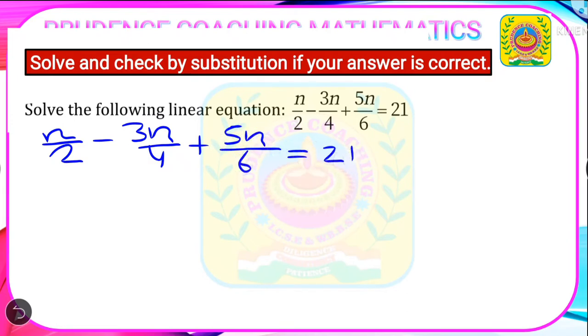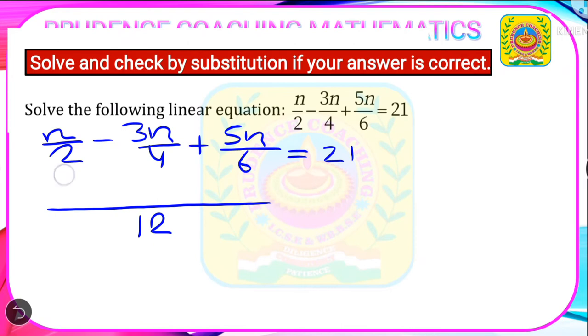Now we need to take the LCM of 2, 4 and 6. The LCM of 2, 4 and 6 will be 12. If you don't know how to calculate LCM, then as I have said, I have already uploaded a video on LCM, HCF, factors, multiples. You just go through that particular video. So as the LCM here is 12, the denominator is 12, so we need to make this one 12. If we want to make 2 as 12, then we need to multiply it with 6. So similarly we need to multiply the numerator also by 6.